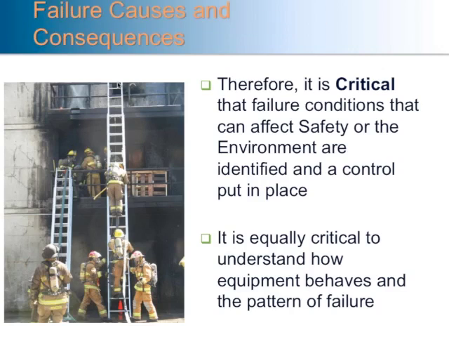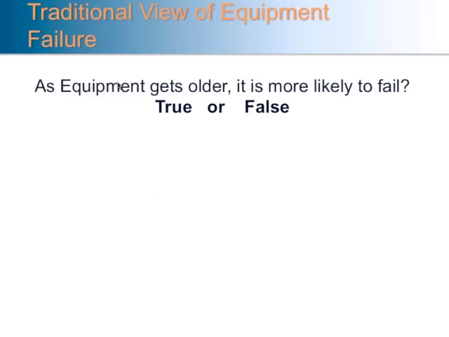So failure causes and consequences, then it's fairly obvious that it's critical that when we have a failure condition that can affect safety and environment, we must put in place an effective control. It's also, though, equally critical to understand how equipment behaves, and I'd like to spend a few minutes exploring that a little further with this slide. Just a general question that I'll throw out there to the group. As equipment gets older, it is more likely to fail. True or false?